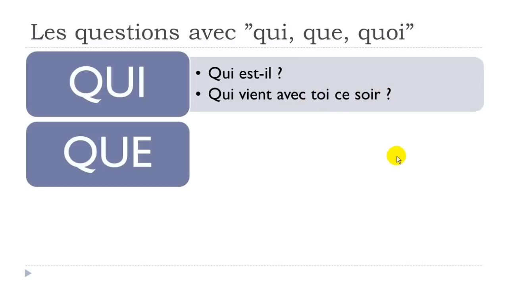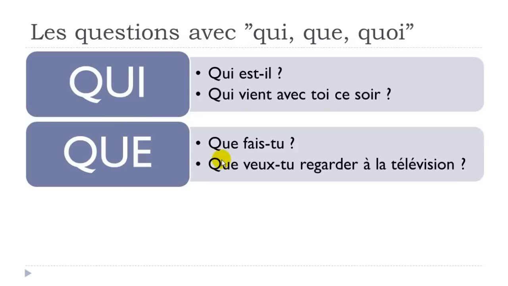Okay? Second one is que. So qui, who, que, what. What, okay? And then we'll see two examples here. Que fais-tu? Fais coming from faire. Faire means to do. Que fais-tu? So what are you doing? What do you do?